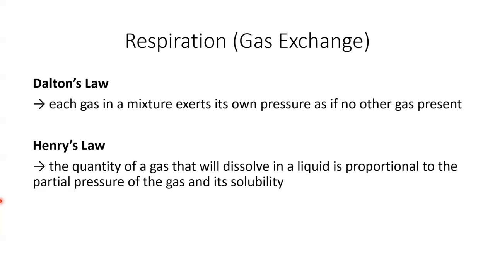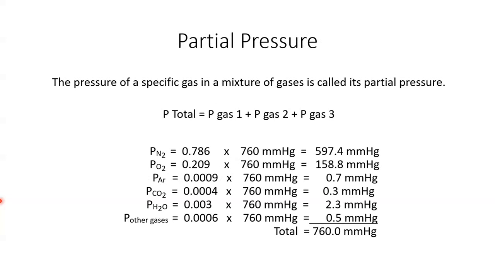Henry's law states that the quantity of a gas that will dissolve in a liquid is proportional to the partial pressure of the gas as well as its solubility. So this refers to how easily a gas will diffuse into blood, highlighting that the partial pressure of the gas, as well as how soluble it is or how easily it dissolves into a liquid, will affect how well oxygen and carbon dioxide move into and out of the blood.